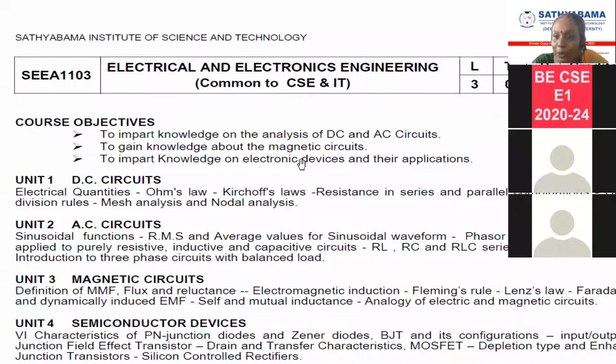So first you have to understand why for each and every subject we have a course objective. Why you have to learn this subject, that is very, very important. So those are the three reasons we have listed: knowledge on DC and AC circuits. DC stands for direct current. AC stands for alternating current. Then to impart the knowledge on magnetic circuits, not only electric circuits, magnetic circuit knowledge is also needed. The next main thing is to impart knowledge on electron devices and their applications, which you are going to learn in the next unit.